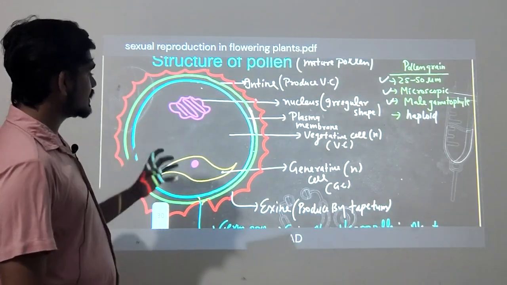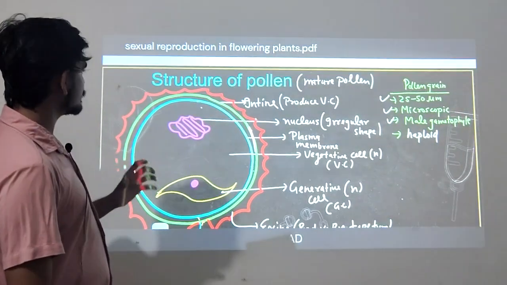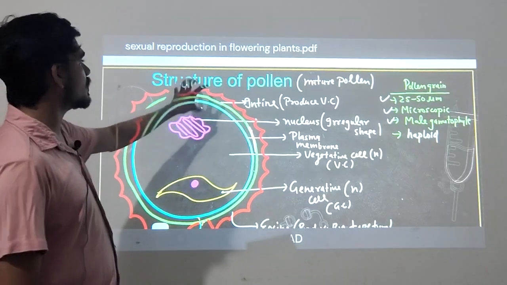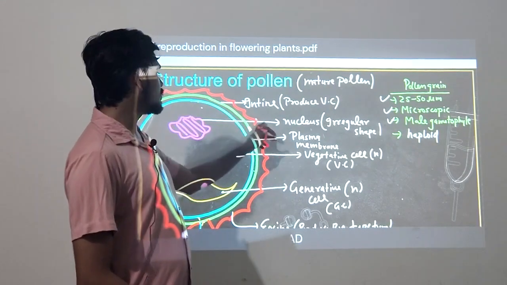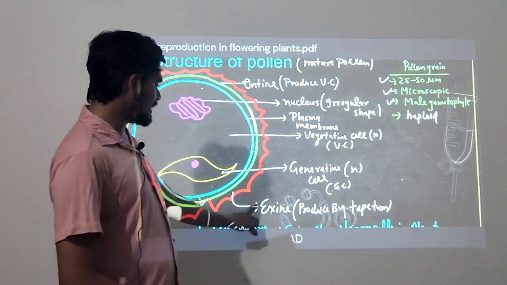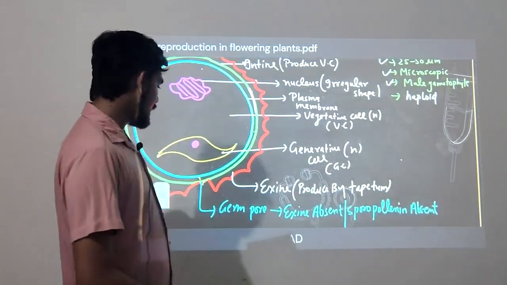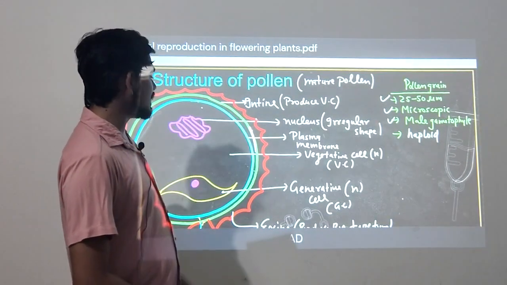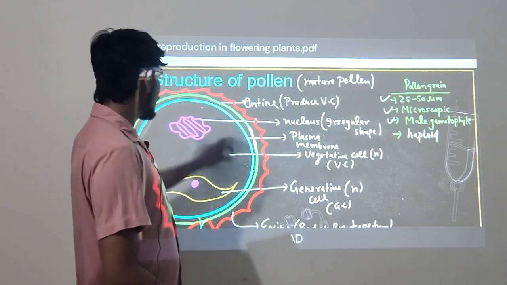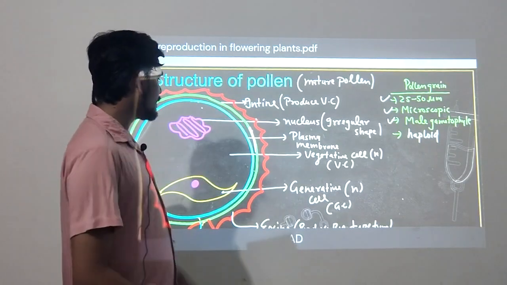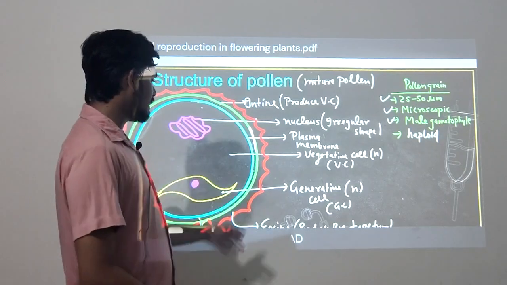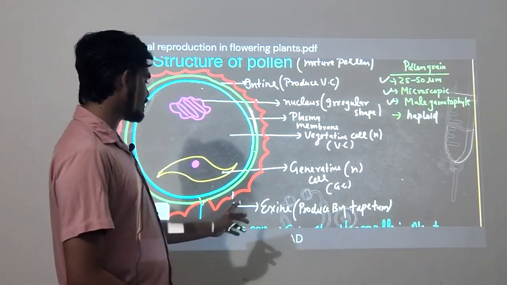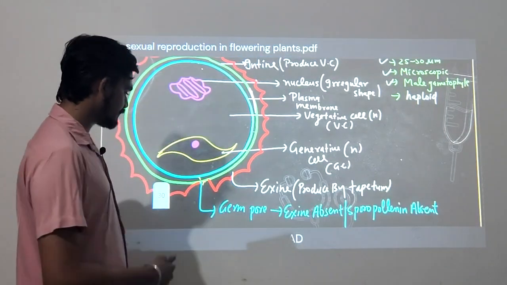So let us understand the holistic picture of pollen grains. That is the mature pollen. The outermost layer is the exine, produced by the tapetum, and the second is the intine, produced from the vegetative cell. The nucleus has an irregular shape, then the plasma membrane, the vegetative cell, which is also haploid, and the generative cell, which is also haploid.